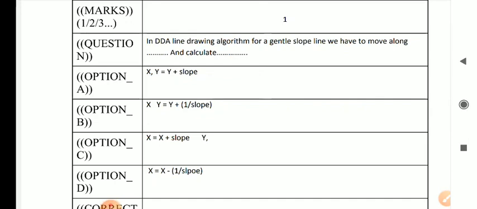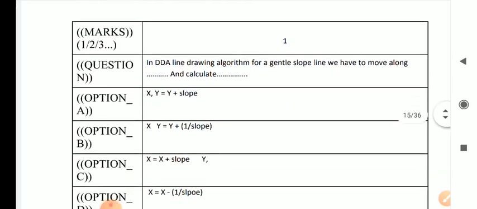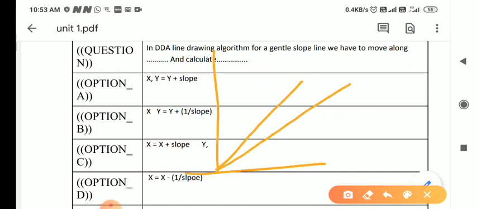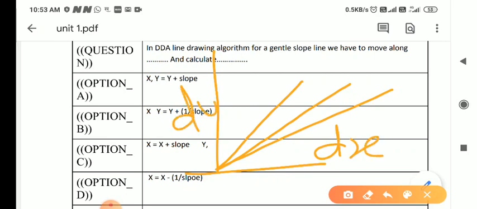Now in the DDA line drawing algorithm, for a gentle slope line we have to move along dash and calculate dash. In case of a gentle slope, this angle can be either 45 degrees or less than this. So if the angle is equal to 45 or less than 45, in this case dx is more than dy. In this case we have to move along x and calculate y. So what is the value of y? Using the formula we can find the value of y.